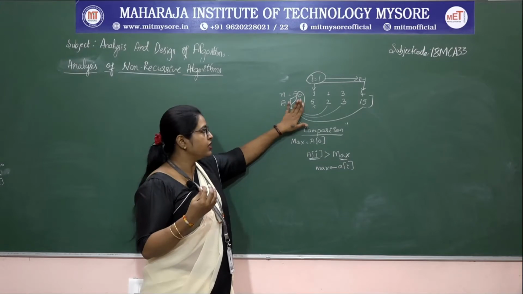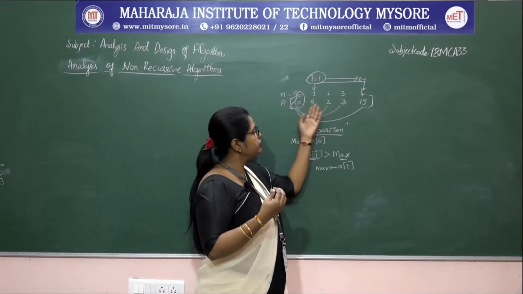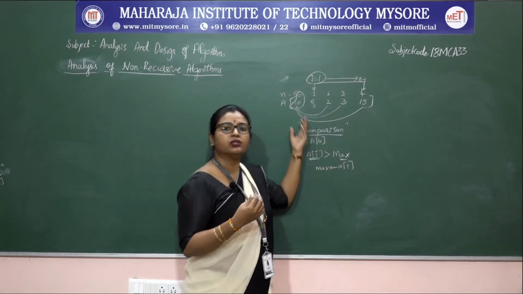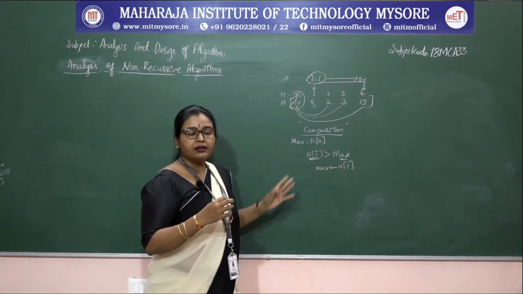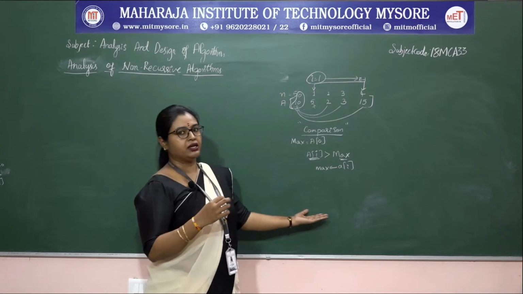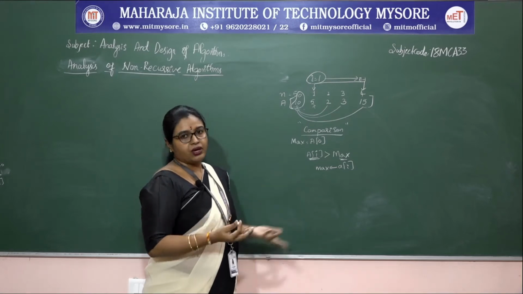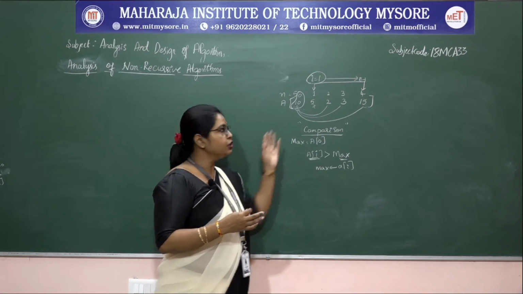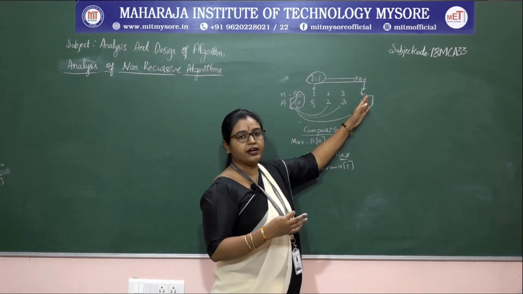In the beginning itself we are assuming it, and the rest of the elements, whatever we are picking one by one, we are comparing with the maximum value. If it is greater, we are updating the max value, otherwise we are keeping the max as it is. So this process continues until it reaches the end of the array.